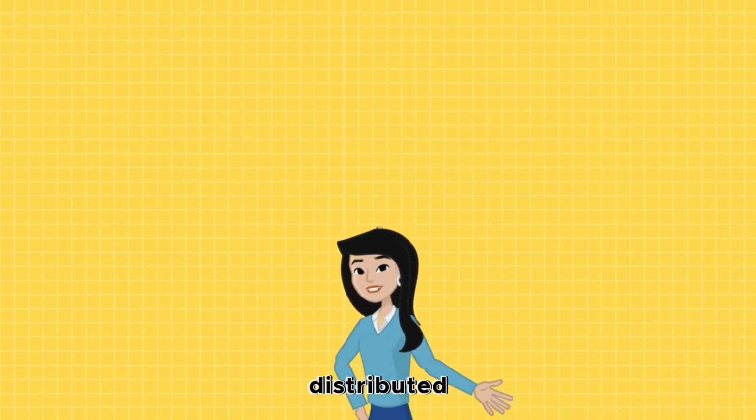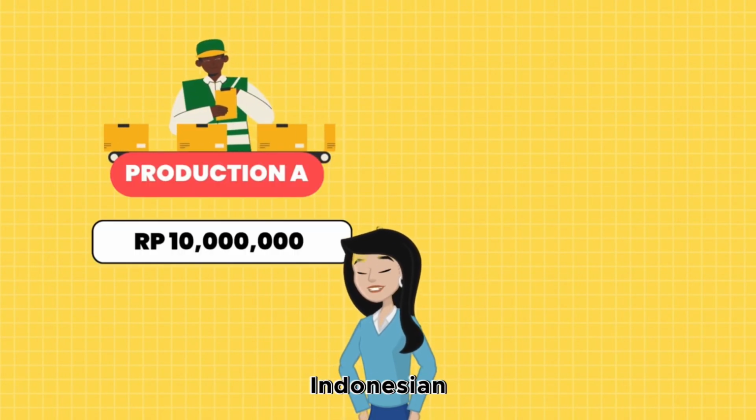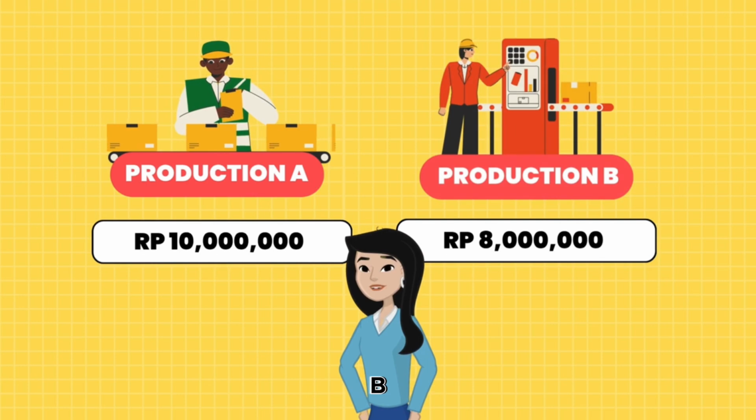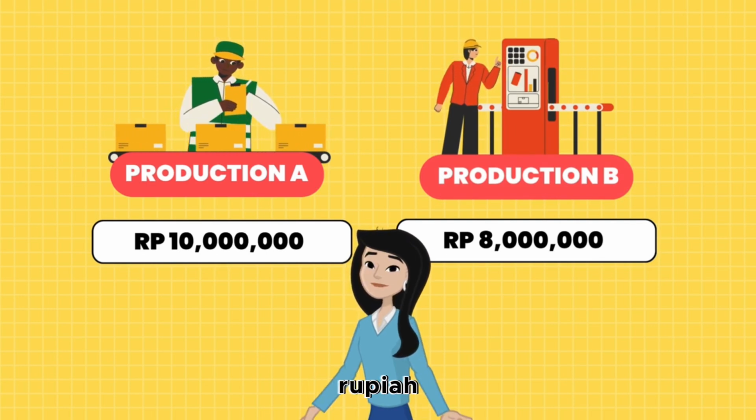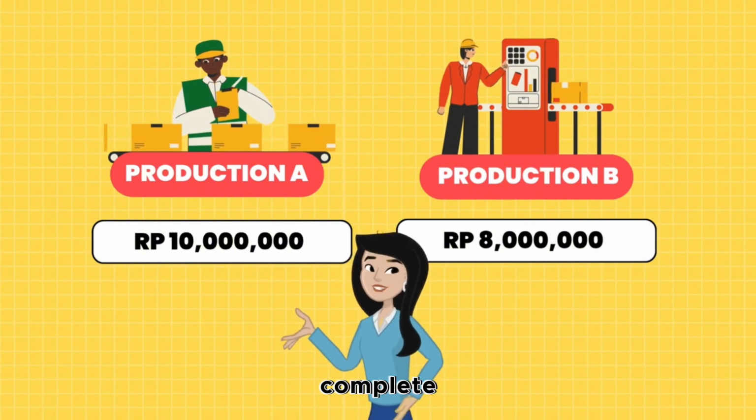After all costs are distributed, the total additional overhead cost for production A is 10 million Indonesian rupiah, and production B is 8 million Indonesian rupiah. Thus, the overhead cost allocation process using the direct method is complete.